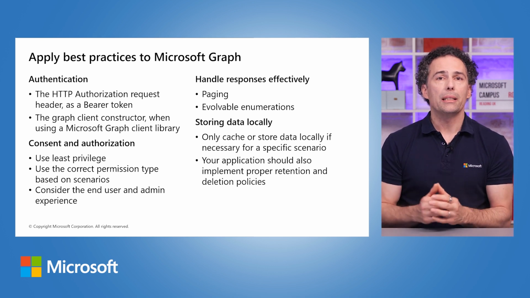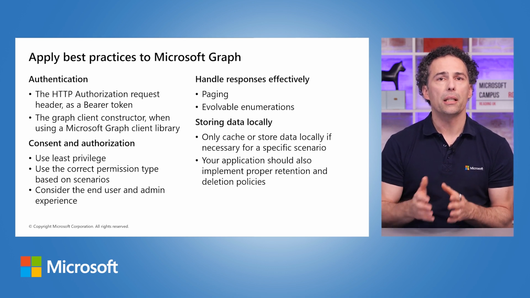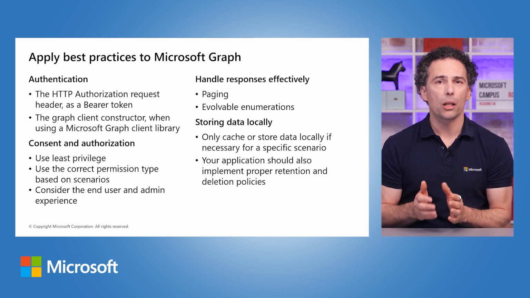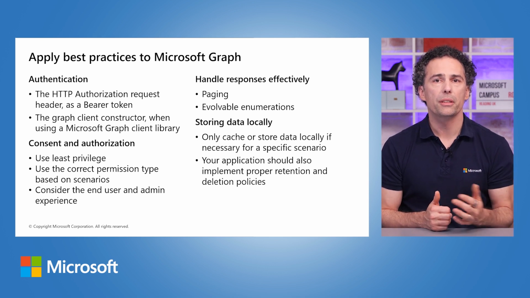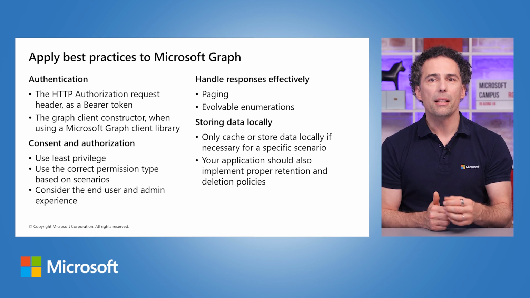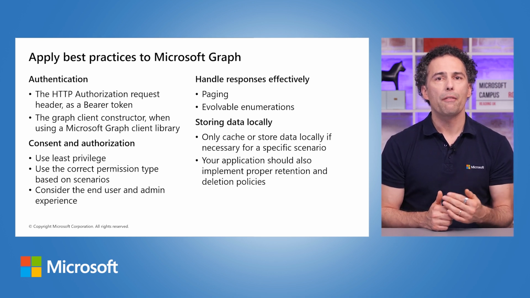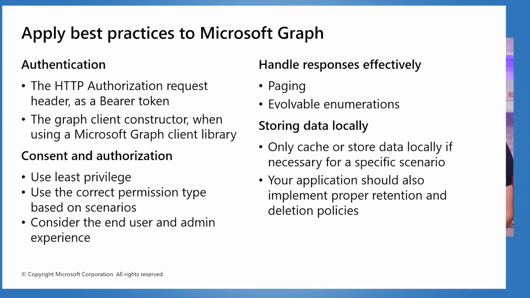When it comes to storing data locally, the preferred way to use Microsoft Graph is to fetch data as needed in real time. You should only cache or store data locally if it is essential for a specific scenario, and it conforms to your terms of use and privacy policy, and it doesn't break the Microsoft API's terms of use. Your application should also have appropriate policies for keeping and deleting data.